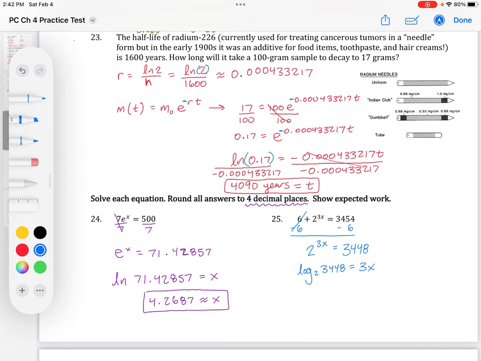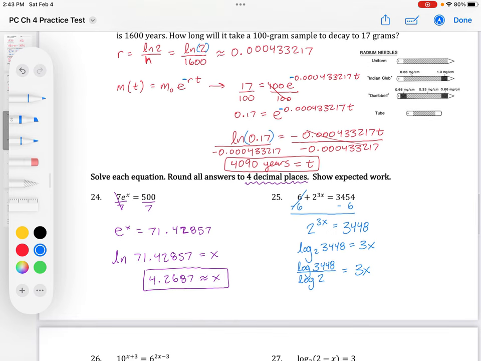Then we'll have to use our change of base formula to figure this out. So this is log of 3,448 divided by log of the base, which is 2, and that equals 3x. If you plug this in your calculator, it gives you 11.7515 is equal to 3x. And if you divide by 3, you will get 3.9172 is approximately equal to x.